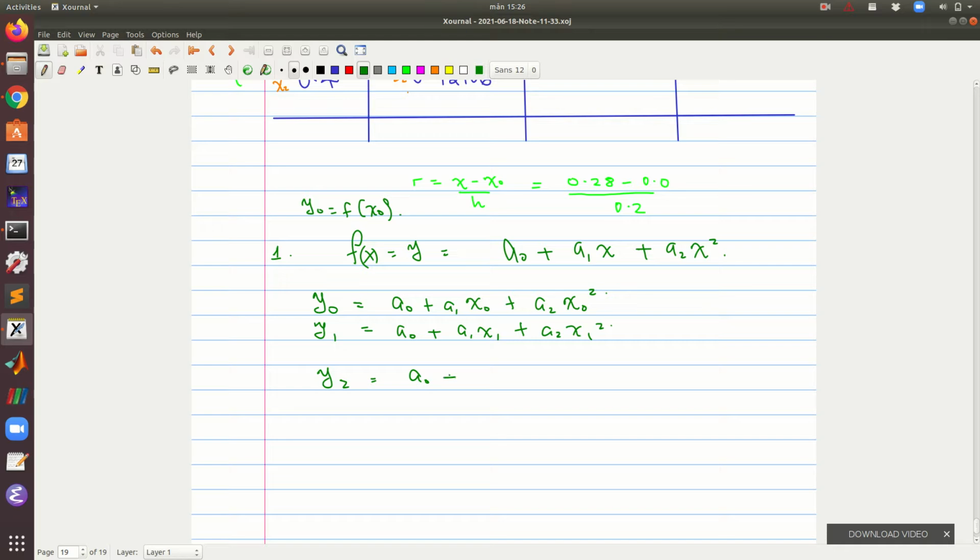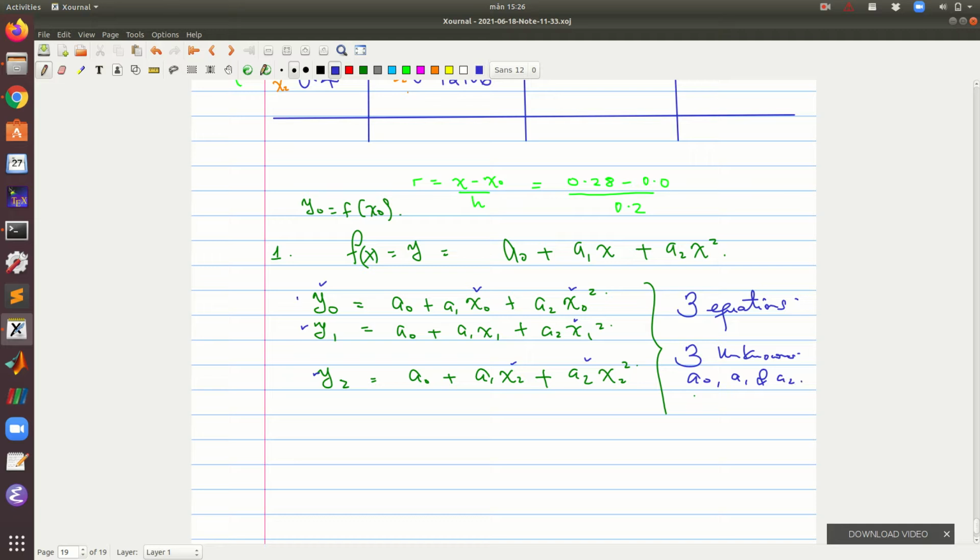y2 is a naught plus a1 times x2 plus a2 times x2 squared. So in here we know the value of y naught, y1 and y2, and we also have the corresponding x's. So in this case we are going to come up with 3 equations and 3 unknowns. And what are the unknowns? The unknowns are a naught, a1 and a2.